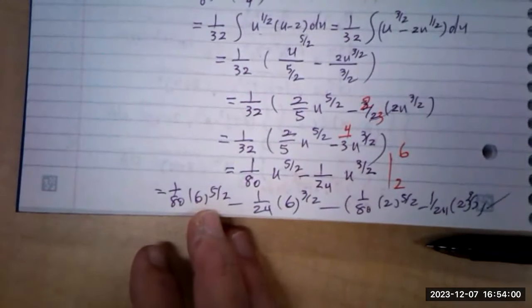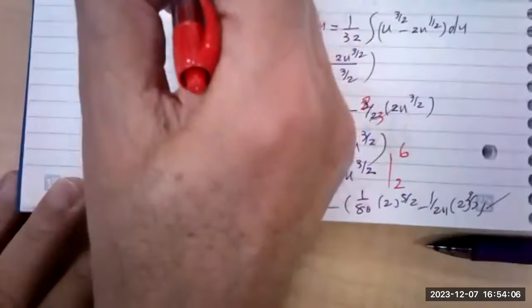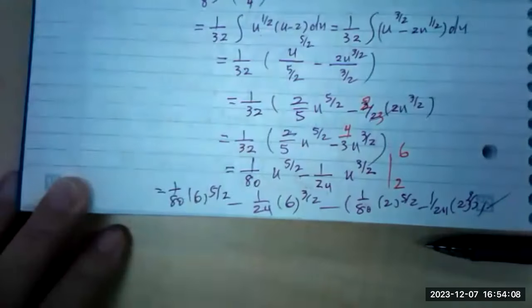Where did you get the 2 to 6? I just go back and substitute for the u. You see, y was between 0 and 1.